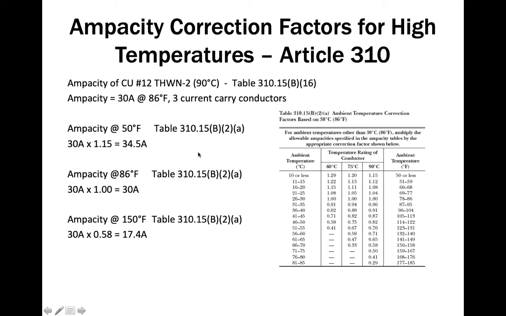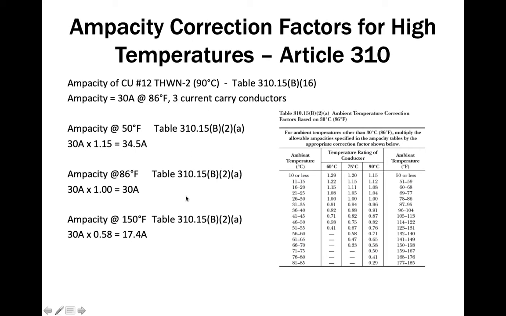The next scenario is my conductor at 86 degrees Fahrenheit, still 3 current carrying conductors in a pipe. Run my finger down the column to 86 degrees Fahrenheit. Here it is, 78 to 86. Slide my finger over to the next column to the left, 90 degrees C, and my correction factor is 1. 30 times 1.0 equals 30 amps. No change. That's my rating ampacity of that conductor based upon table 310.15(B)(16).